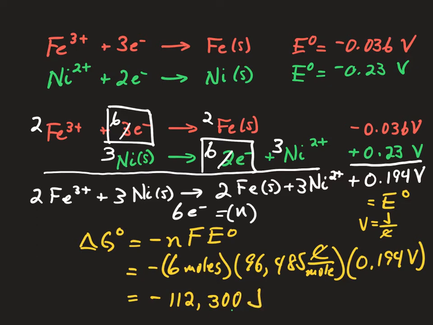So, if we know the cell potential, we can find the delta G. Conversely, if we know the delta G for an oxidation-reduction reaction, we can find the cell potential. But remember, we have to know what the balanced equation is and what that number of electrons is in that balanced equation.